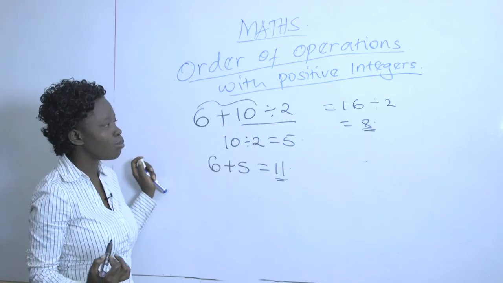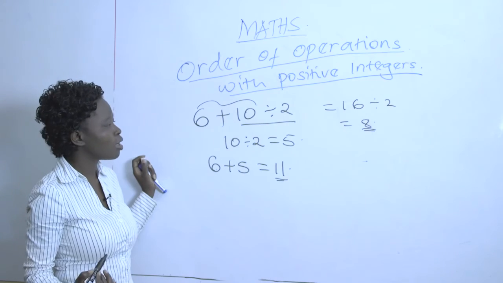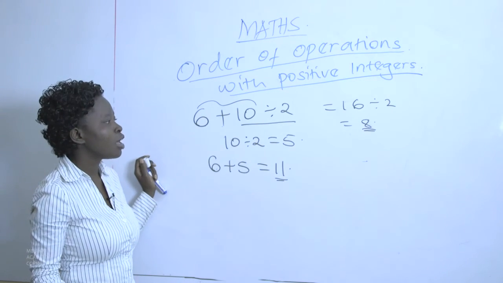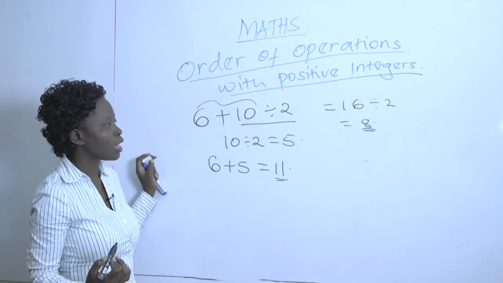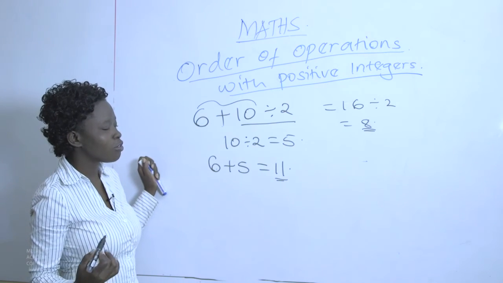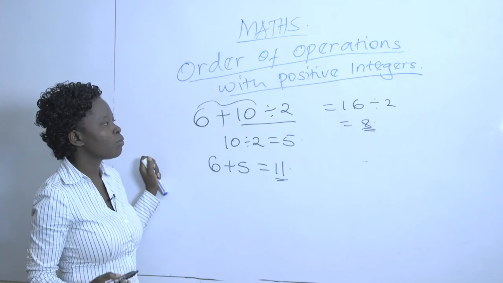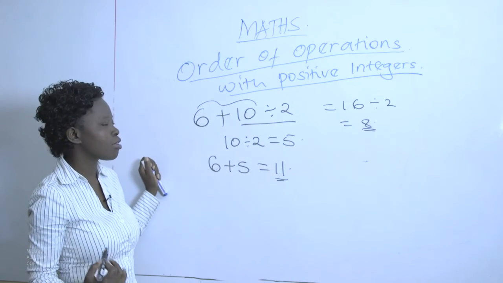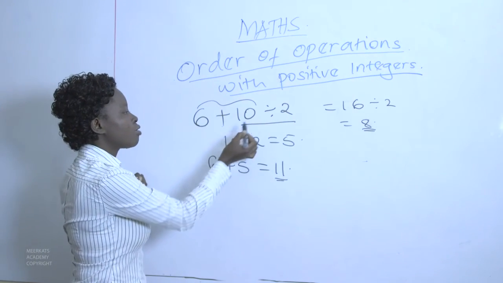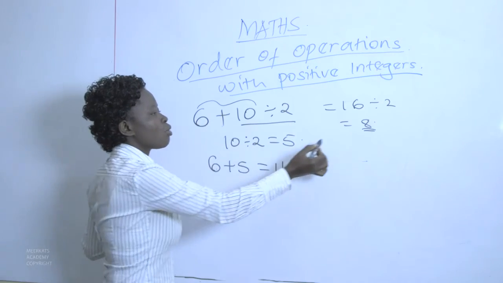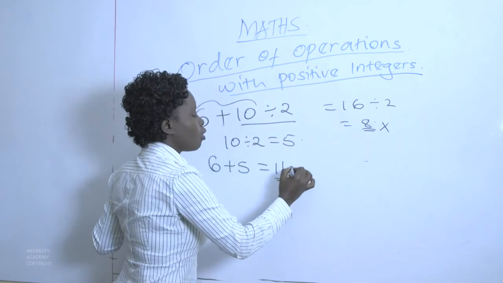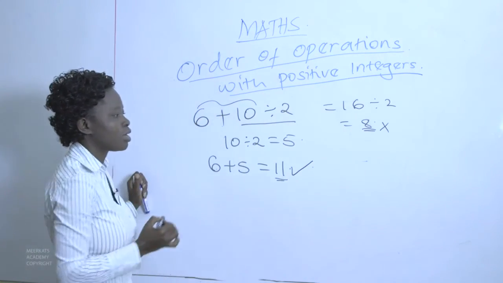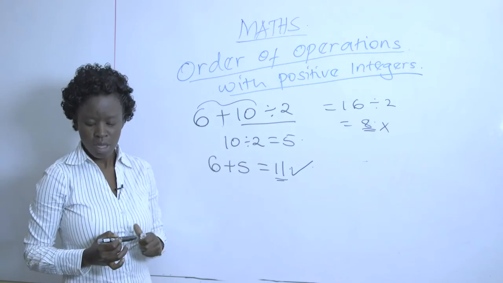If we have a bracket, that is the first operation we will carry out. If we have of, then we calculate of. Then if we have division, multiplication, and then later on we deal with addition and subtraction. So this one is wrong, but this is the order of operation that gives us the right answer.